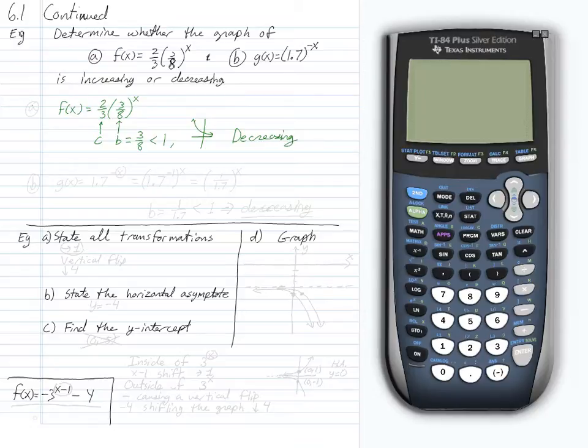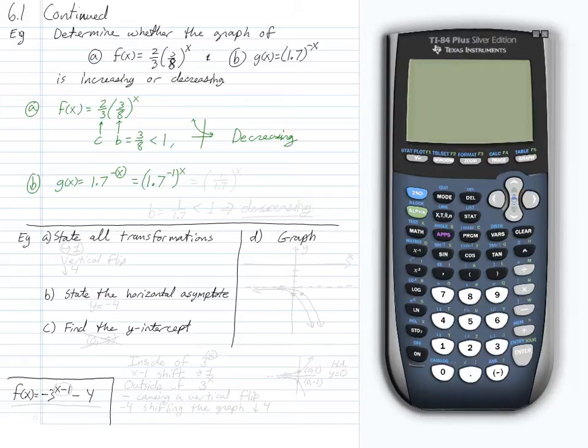Alright. Now for part B, we're given a different function, g of x equals 1.7 to the negative x. Now this function is not in the form of a basic exponential function, right? Our basic exponentials have x as the exponent. Here I have negative x. So I can think of this as 1.7 to the negative first to the x. That's one of our properties of exponentials.